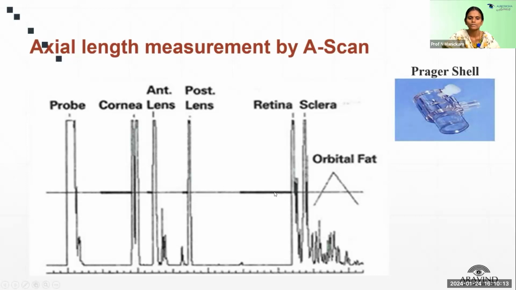The A scan gives a one-dimensional output. So there are 5 spikes. The first 4 of them are very prominent.